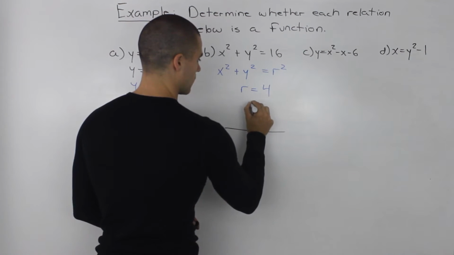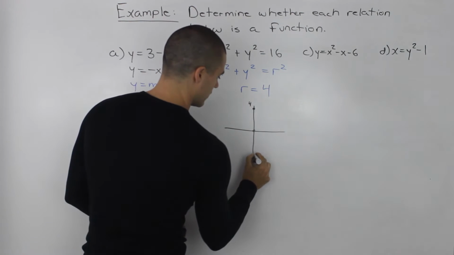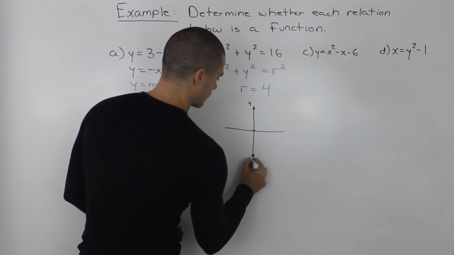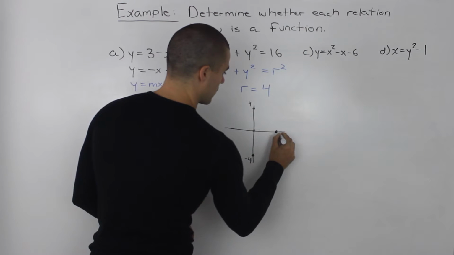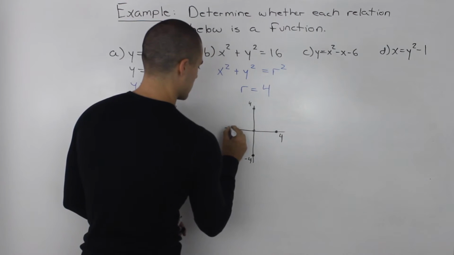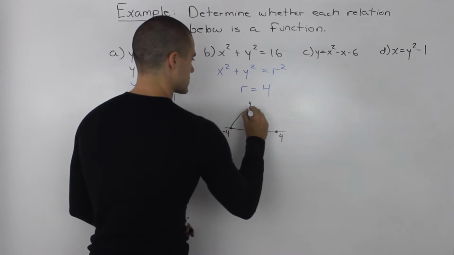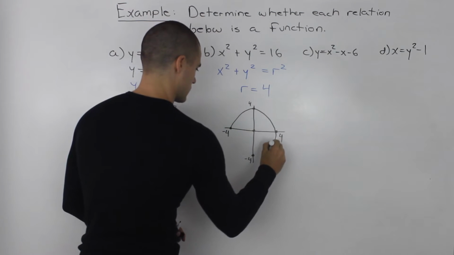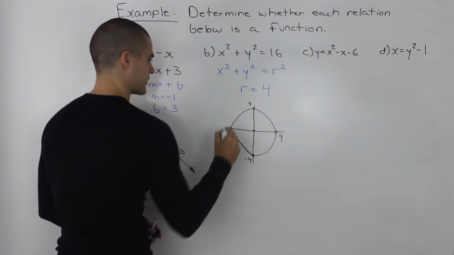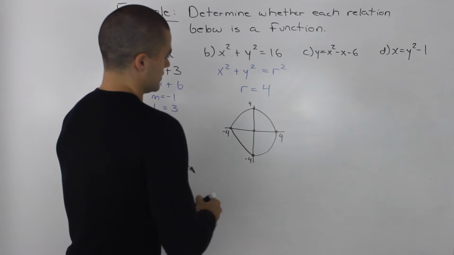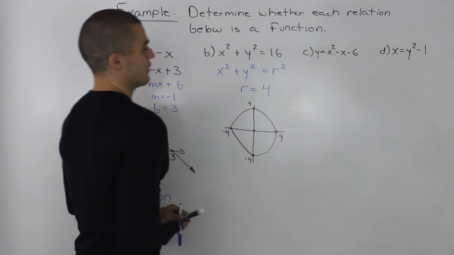So this y-intercept would be 4. This y-intercept here would be negative 4. This x-intercept would be 4. And this x-intercept here would be negative 4. So drawing a circle, this would be the graph of this equation.